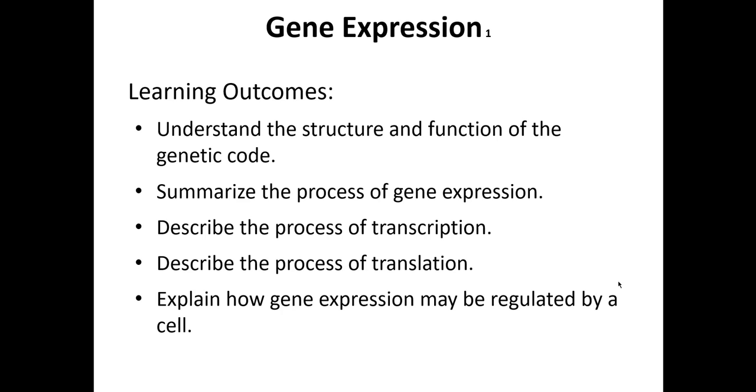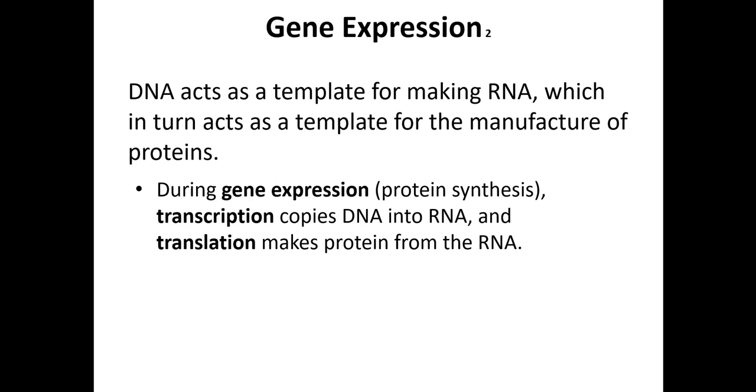Learning outcomes are: understand the structure and function of the genetic code, summarize the process of gene expression, describe the process of transcription, describe the process of translation, explain how gene expression may be regulated by a cell. DNA acts as a template for making RNA, which in turn acts as a template for manufacturing proteins. During gene expression, or protein synthesis, transcription copies DNA into RNA, and translation makes protein from the RNA.